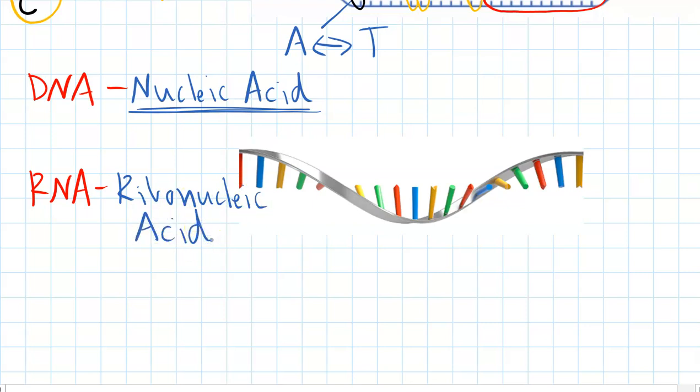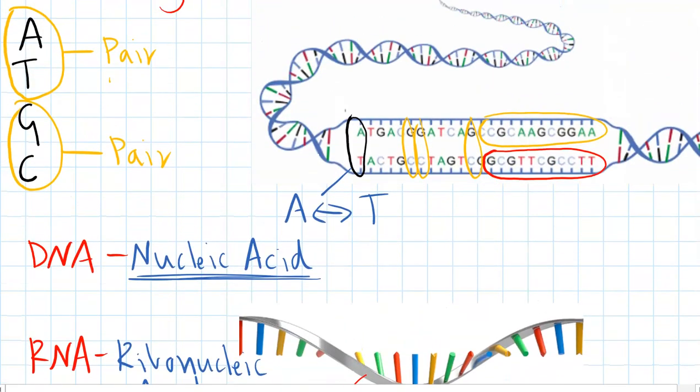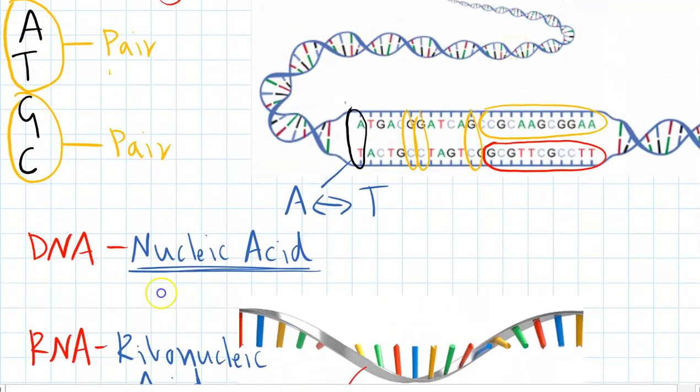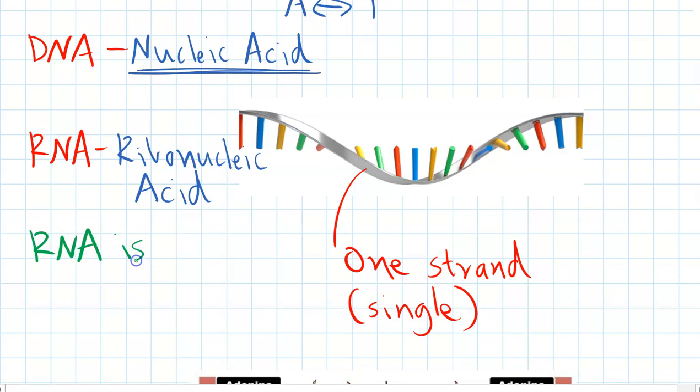So its structure is really similar to DNA. It still has 4 bases, but you can see here in this simple diagram, it's only got one strand. So we often compare RNA to DNA by saying it's single-stranded compared to double-stranded, which we know DNA is. So RNA is really important in protein synthesis.